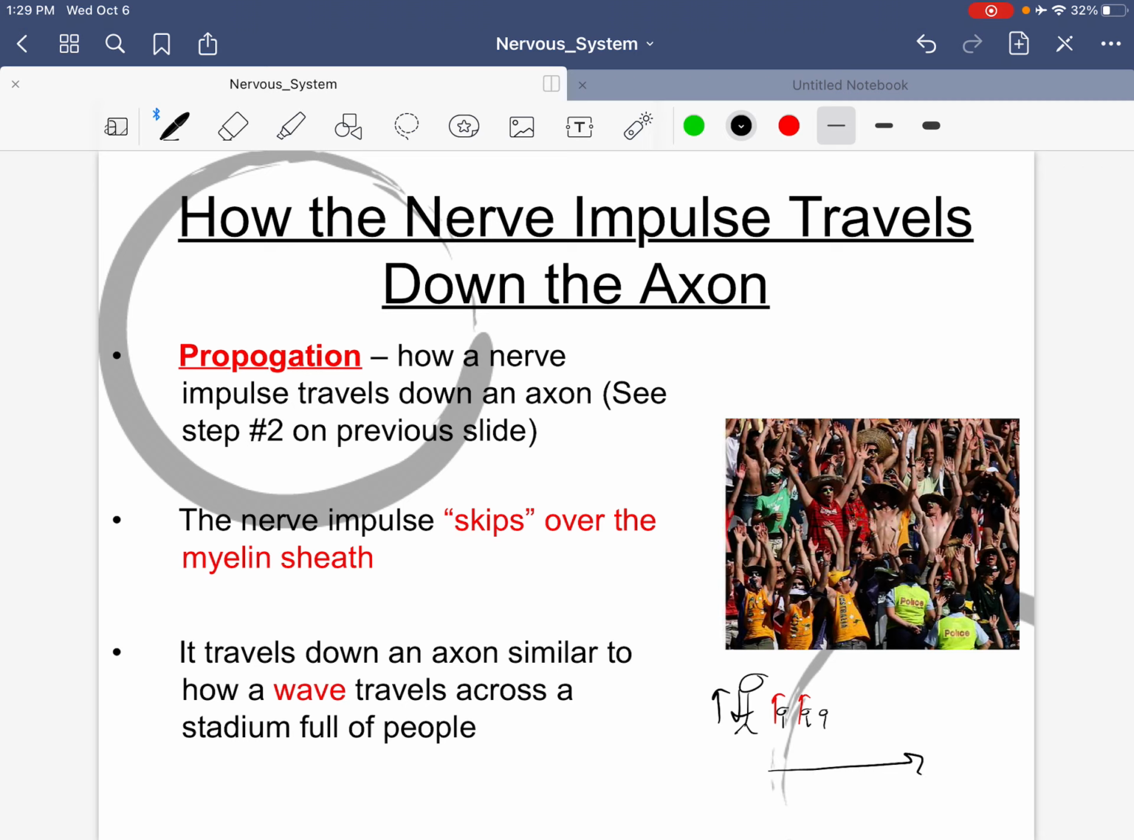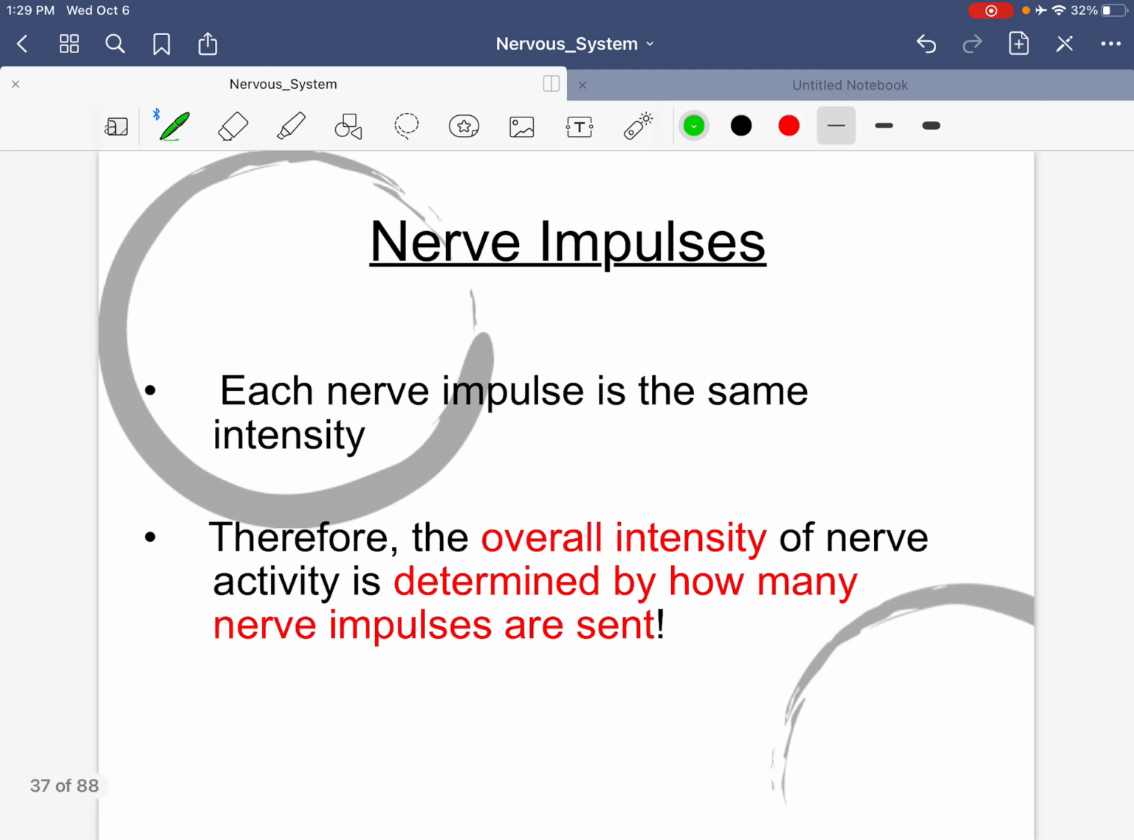The movement of this spark down the axon is called propagation. Fancy word. And the reason why nerve impulses can travel so quickly is because of that myelin sheath. When you have the myelin sheath, the impulse doesn't have to spark at every individual one. You only have to spark here and then here. So the spark kind of jumps, making it go faster.